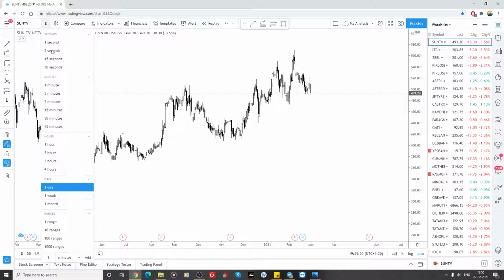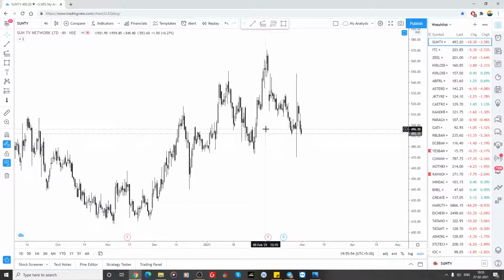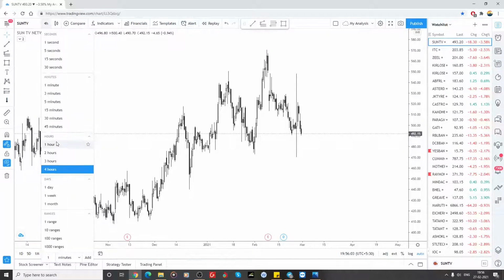So in that 4-hour chart, here it looks like 1, 2, 3, 4, 5. So but, 1 second.